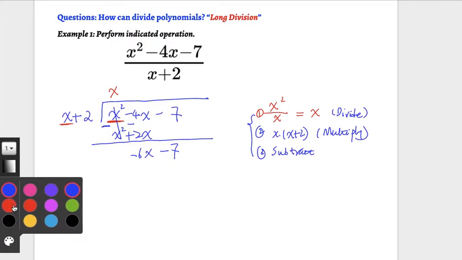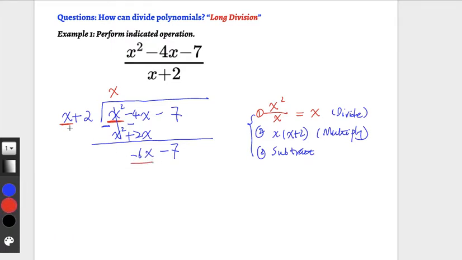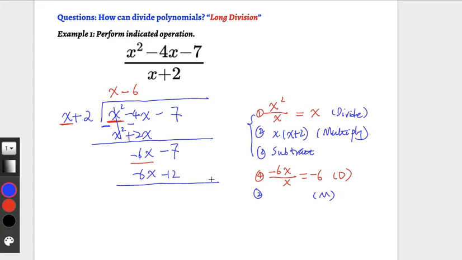We are going to use the first term to divide by x, negative 6x divided by x, which is going to be negative 6. This is step 1. Again, we are dividing again. So this negative 6 you put on the top, and then you multiply. So we use negative 6 times x, negative 6x, negative 6 times 2, negative 12, and do not forget, you subtract.